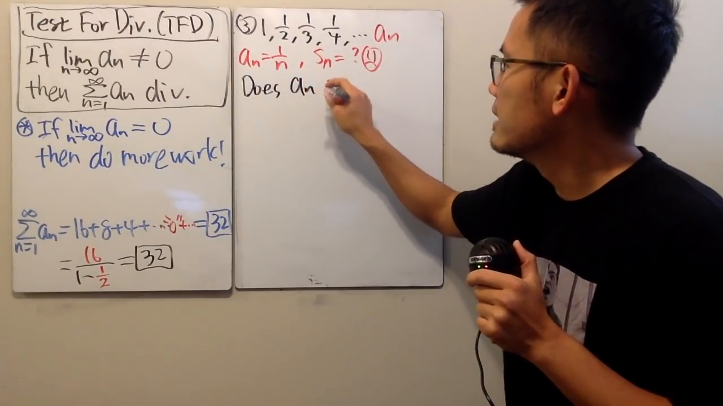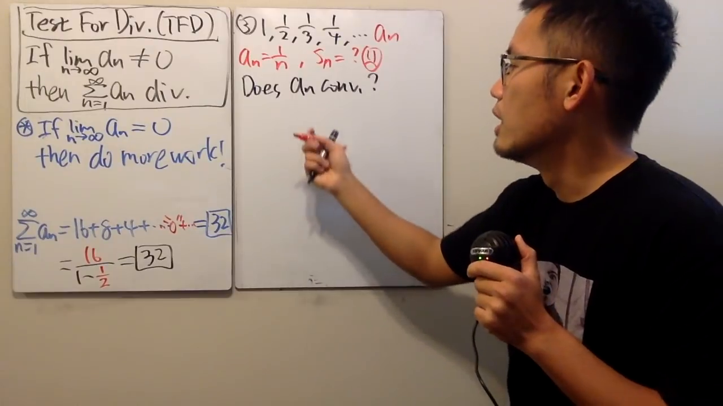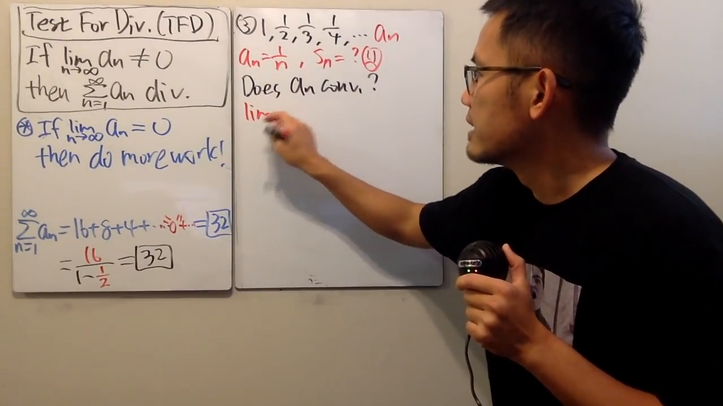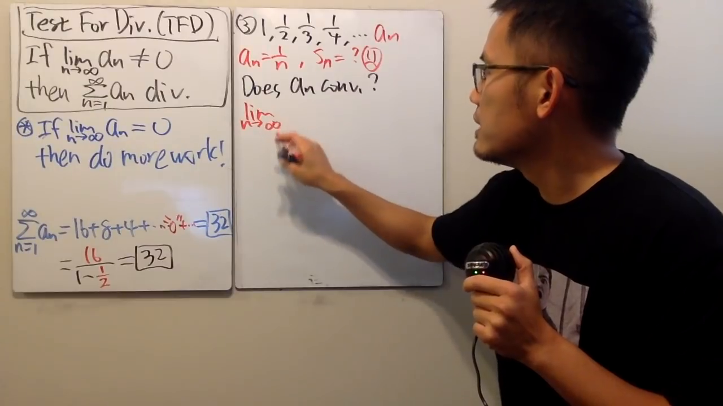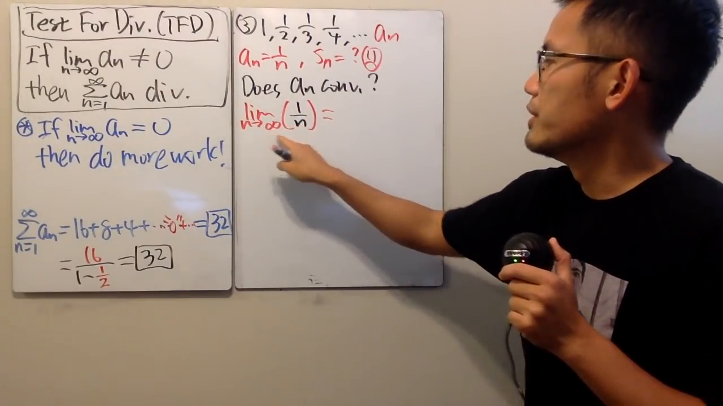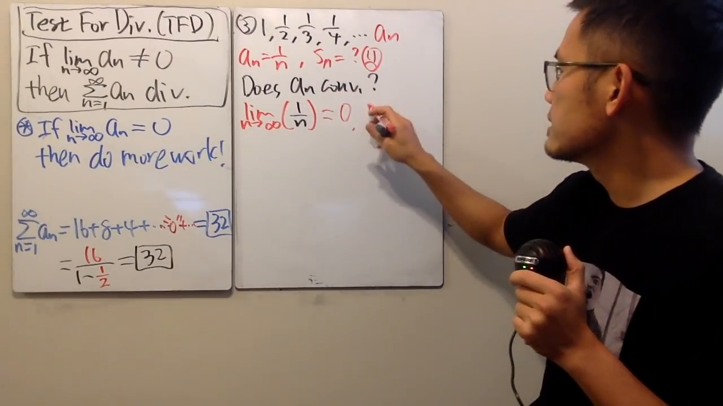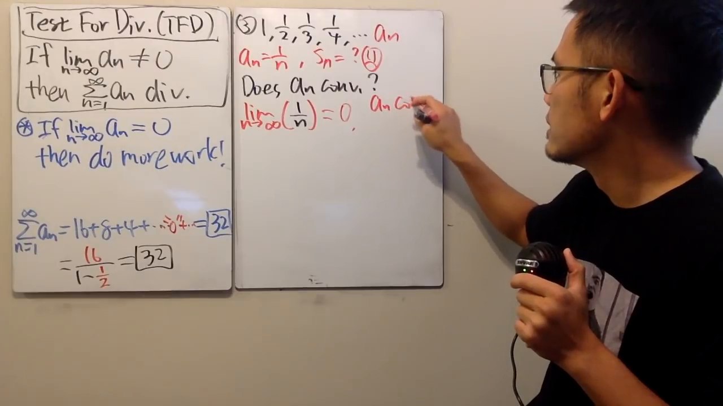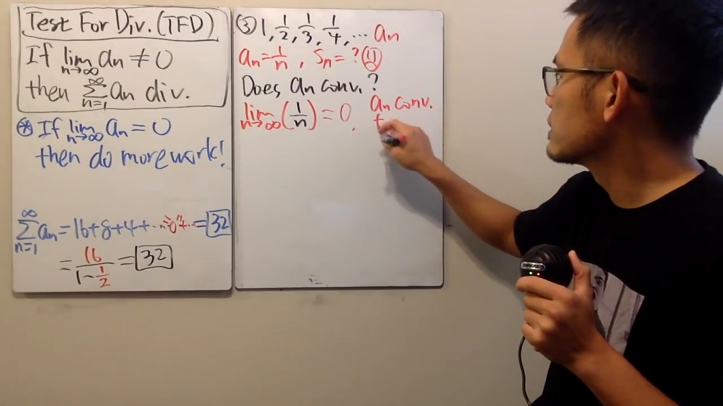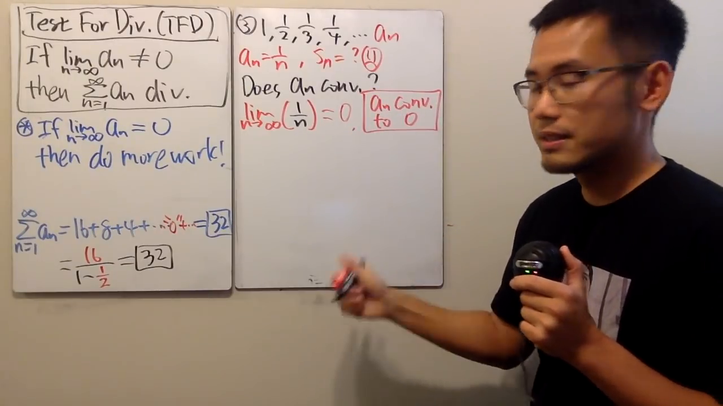Does a_n converge? If this is the question, what we'll do is we take the limit as n goes to infinity of the formula 1 over n. Put infinity in here, 1 over infinity is of course 0. So I can say a_n does converge and converges to 0. And we are done. Very nice.